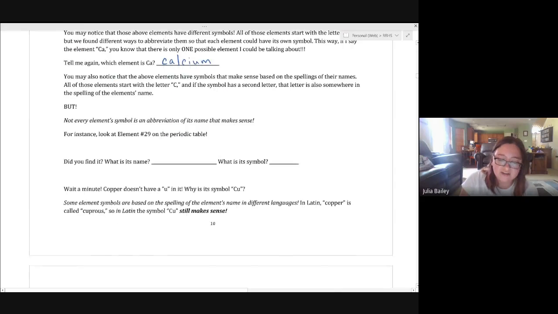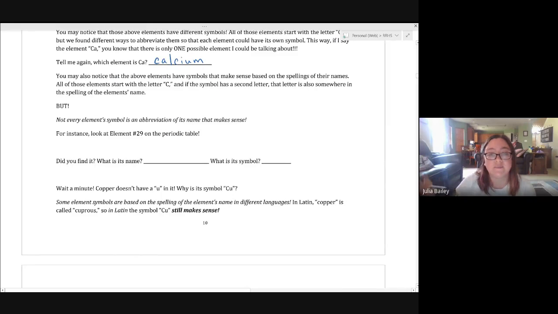But not every element symbol is an abbreviation of its name that makes sense. For instance, if you look at element number 29 on the periodic table, element number 29 is copper, and its symbol is Cu. Wait a minute. Copper does not have a letter U in it. Why is its symbol Cu?